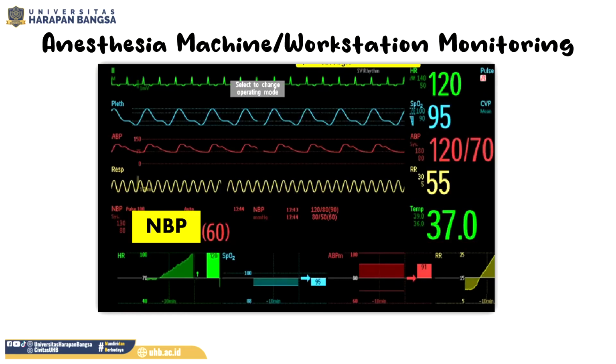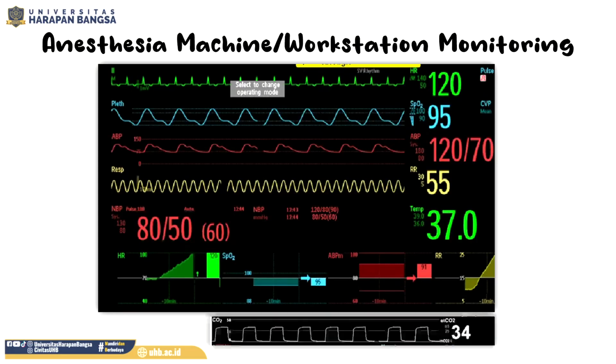And the next is non-invasive blood pressure. His NBP is 80 over 50 millimeters of mercury. Next, EtCO2, or we call it end tidal CO2. His EtCO2 is 34 millimeters of mercury.